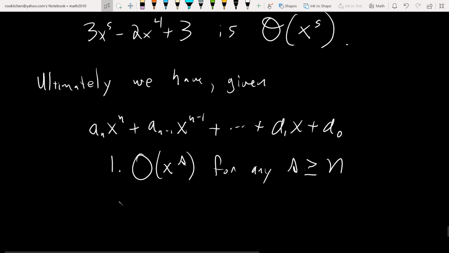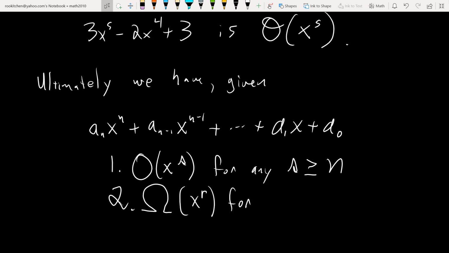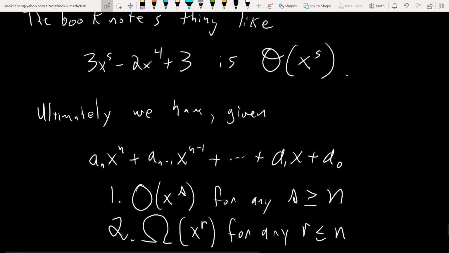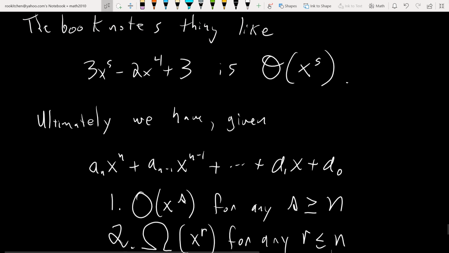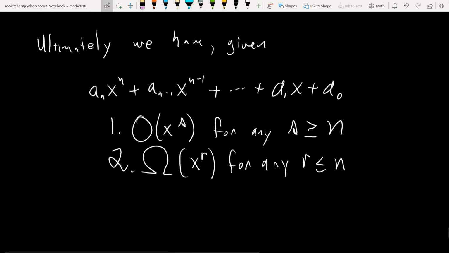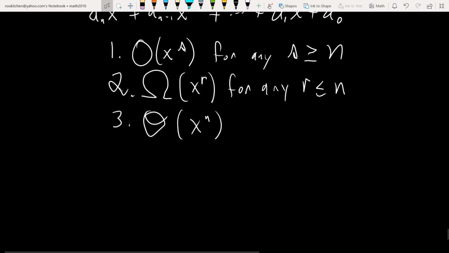Secondly, then, it's bounded below by any polynomial term x to the, let's say, r, whenever r is less than or equal to n. So 3x to the 5th minus 2x to the 4th there at the top of the screen is big omega of x. It's big omega of x squared. It's big omega of x cubed. It's big omega of x to the 5th. Thirdly, then, this polynomial is big theta of x to the n.